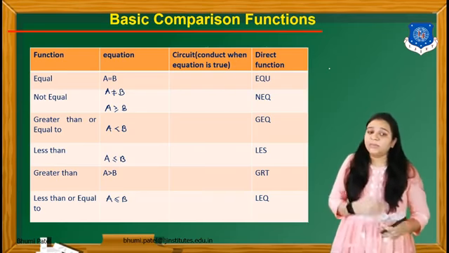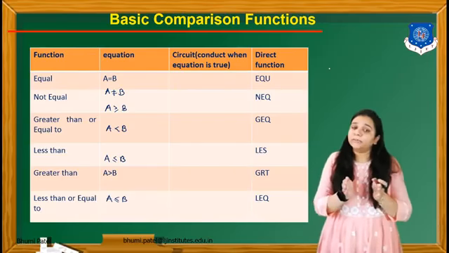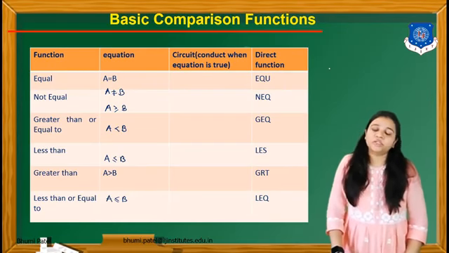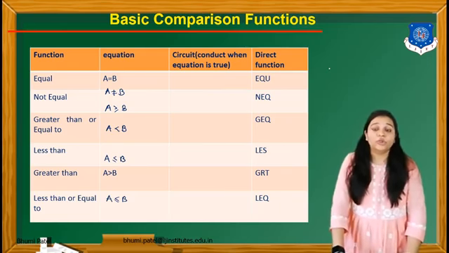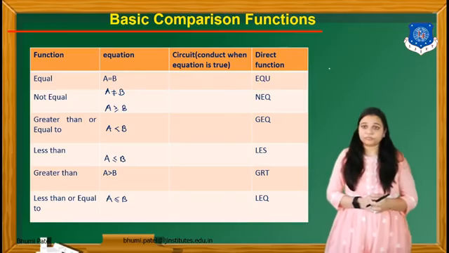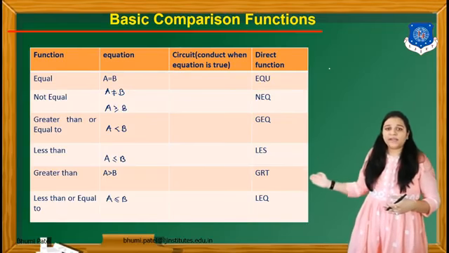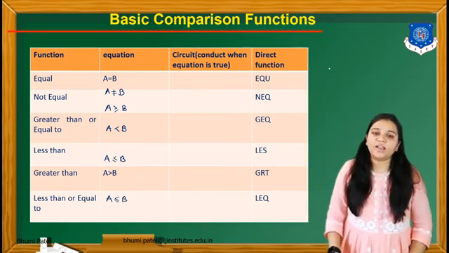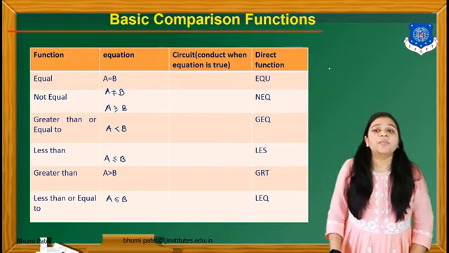But the limitation of PLC programming in the comparison function is that, as we studied in the earlier slide, we have only two basic functions: equal to, and greater than or equal to. So for not equal to, less than, or greater than, we cannot apply a direct function in the software. The direct function is not available for this particular software, so we have to use some derived function using the direct function.